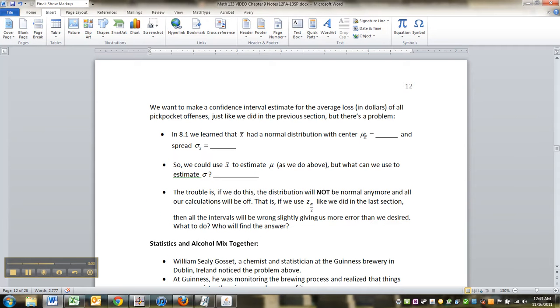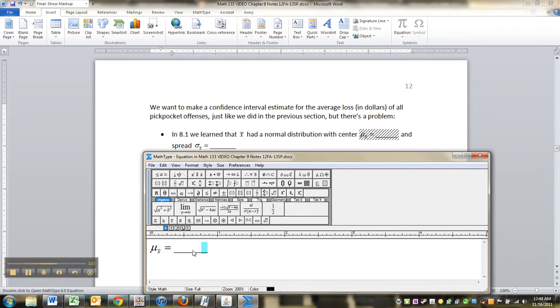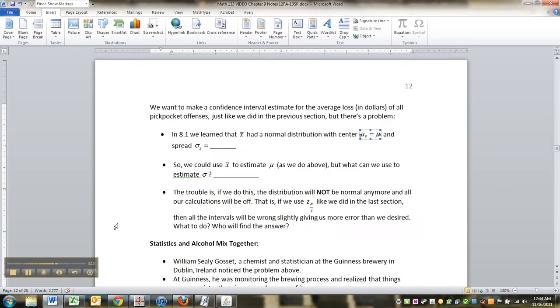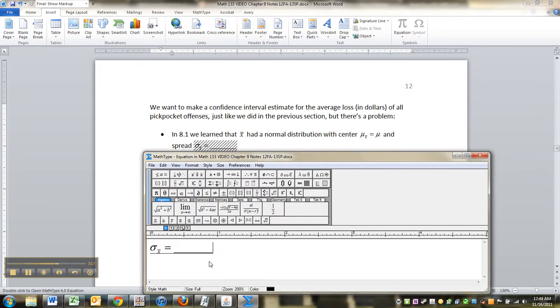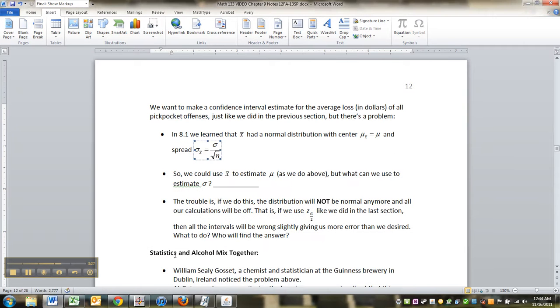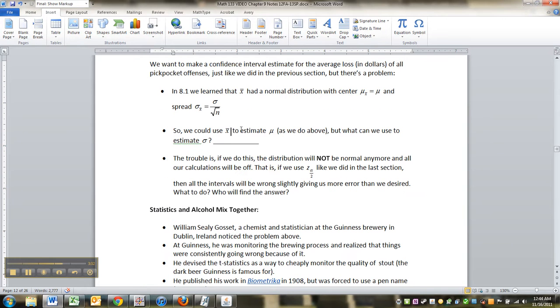Now let's remind ourselves, what did we learn about X bar and how it is spread out? Well, in section 8.1, we learned that it had a normal distribution with mean of X bar equal to the mean of the population, right? And the standard deviation of the sampling distribution equal to sigma divided by the square root of n. So if we want to use X bar to estimate mu, because that's the best guess.